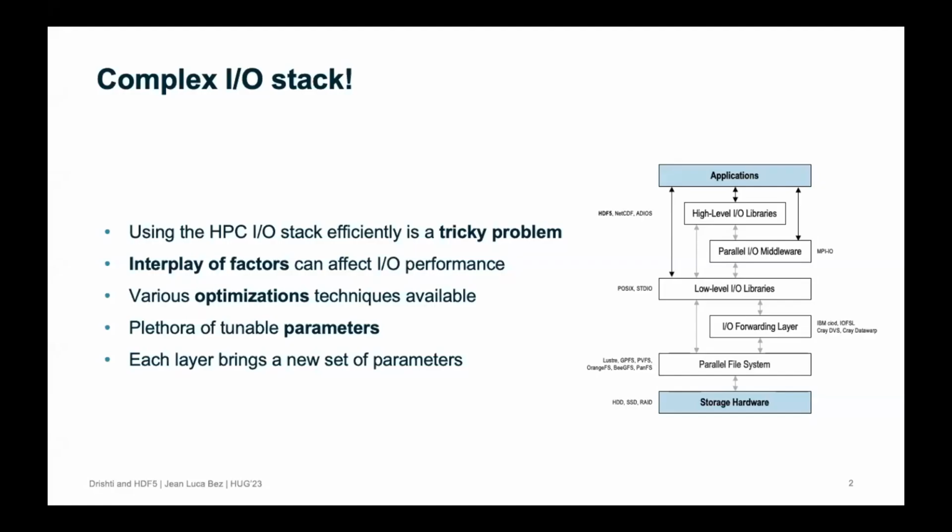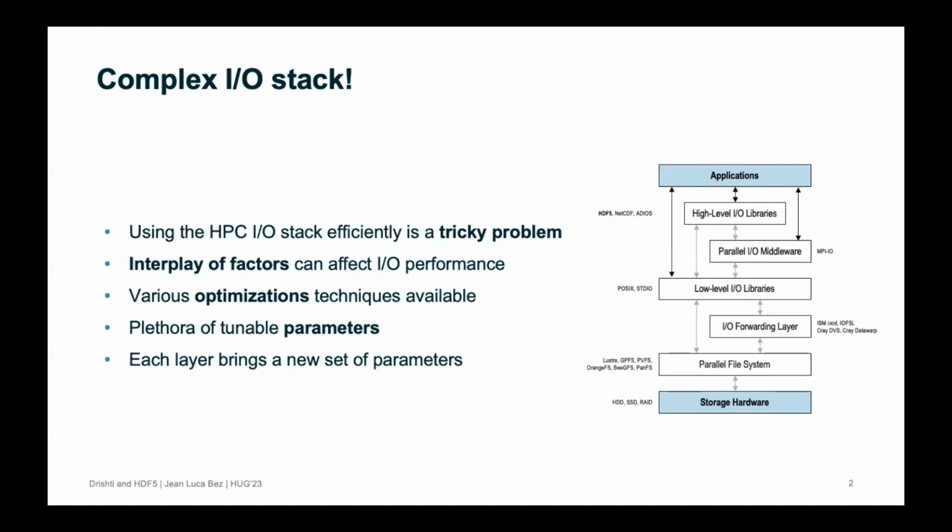So let's get started. We all know that the HPC I/O stack is fairly complex. We know that using it properly and in the best way possible is very tricky. We have several factors that can affect performance. We do have several optimizations that have been created by the community over the years, tackling each one of those specific layers, sometimes multiple layers at a time. And all of those optimizations also bring their own set of parameters that can affect performance.